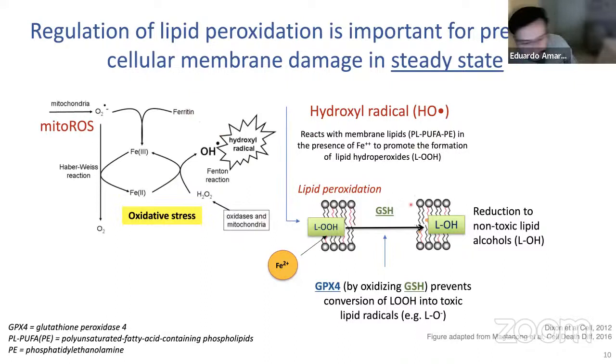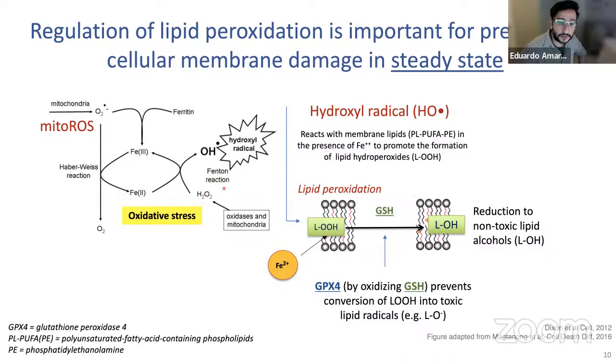So as I mentioned before, this form of death is induced by the accumulation of lipid peroxides on biological membranes. However, lipid peroxidation is a process that happens all the time in our cells in steady state. And this is because our mitochondria generates mitochondrial superoxide, which reacts with iron in a ferric form. As a result of this reaction, we have the release of oxygen and iron in a ferrous form, which is important for the Fenton reaction.